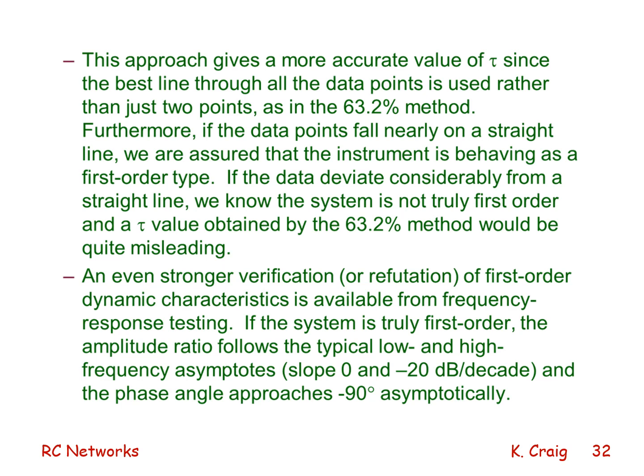Furthermore, if the data points fall nearly on a straight line, we are assured that the instrument is behaving as a first-order type. If the data deviate considerably from a straight line, we know the system is not truly first order, and a tau value obtained by the 63.2% method would be quite misleading. An even stronger verification or refutation of first-order dynamic characteristics is available from frequency response testing.